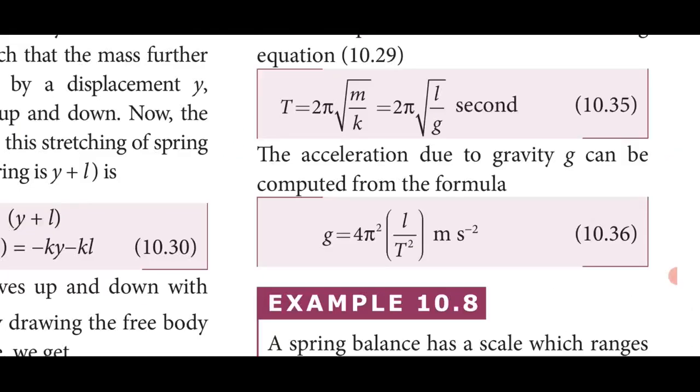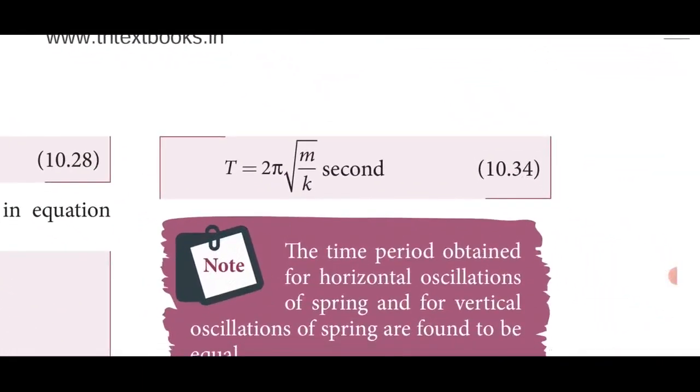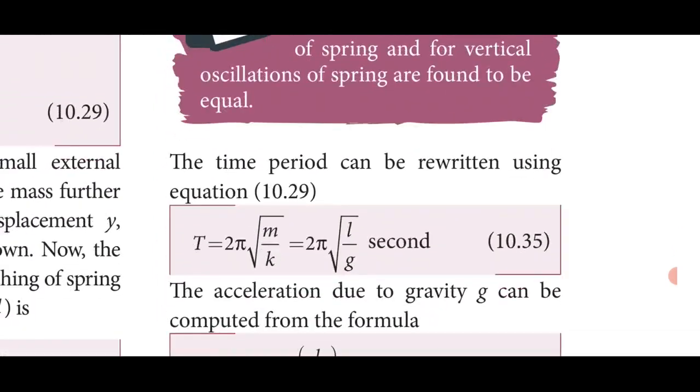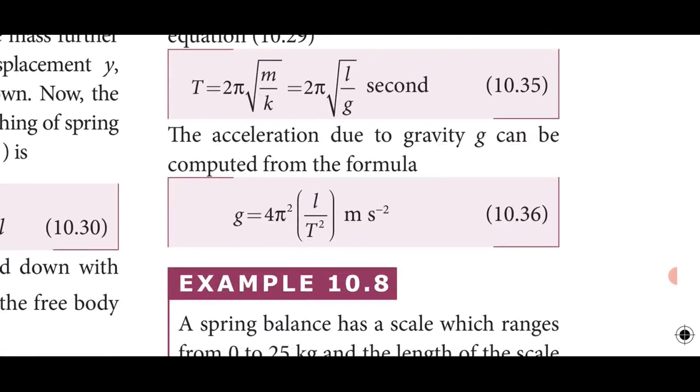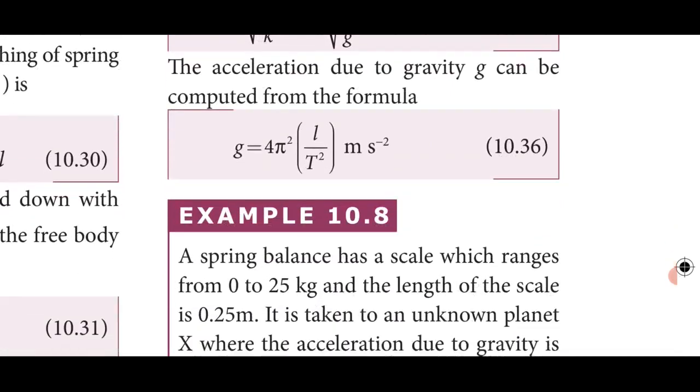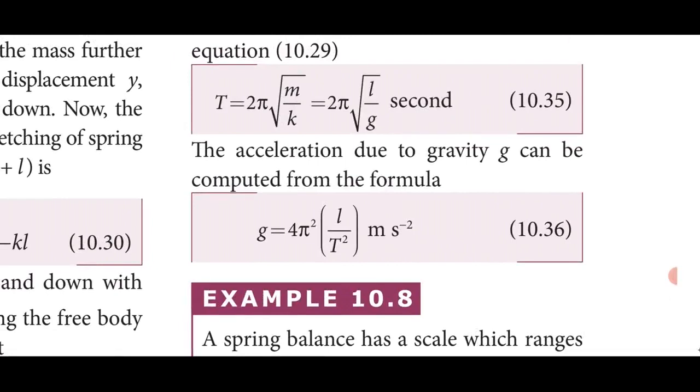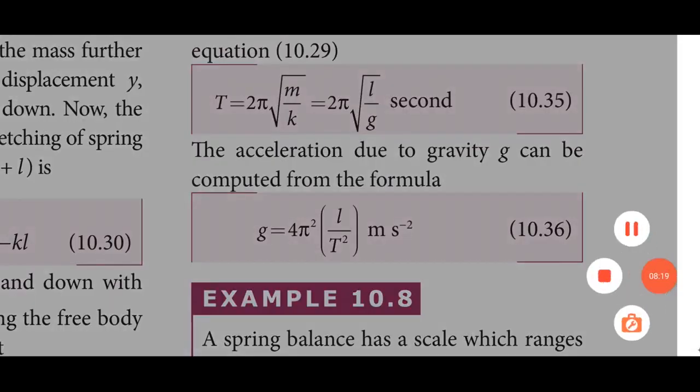From this we get the time period. The time period T is equal to 2 pi root of m by k seconds, as we already got in the horizontal oscillation. The time period can be rewritten as 2 pi root of L by g. So acceleration due to gravity can be computed from the formula g is equal to 4 pi square L by T square meter per second square. Understood these two oscillations, the vertical and the horizontal oscillations.